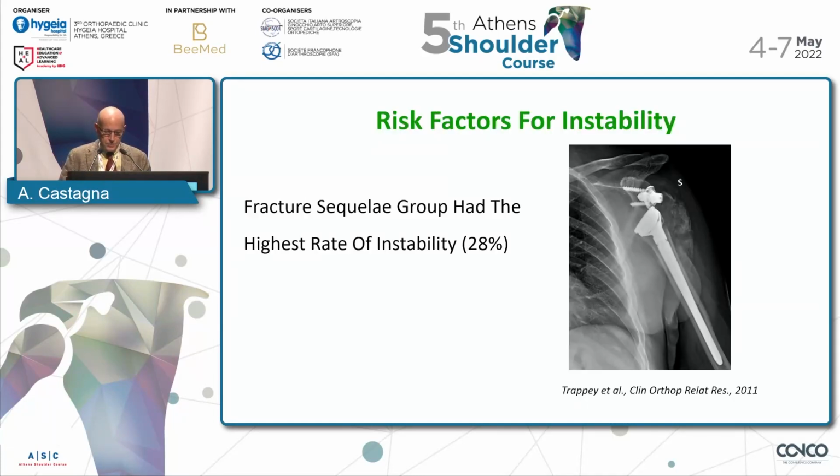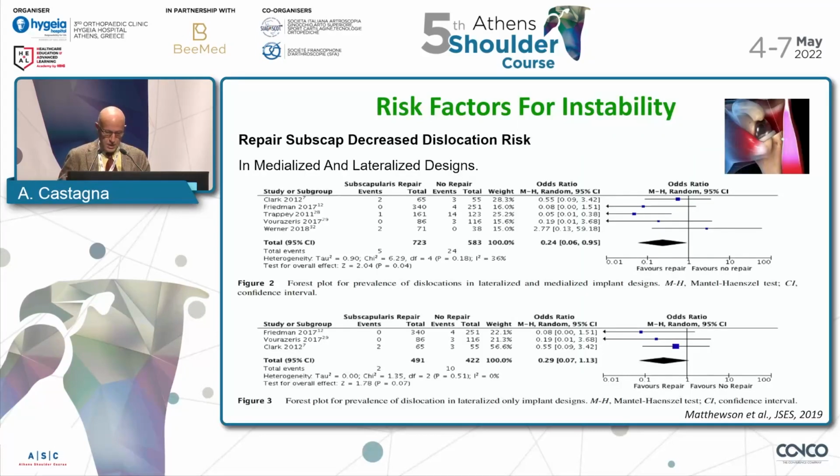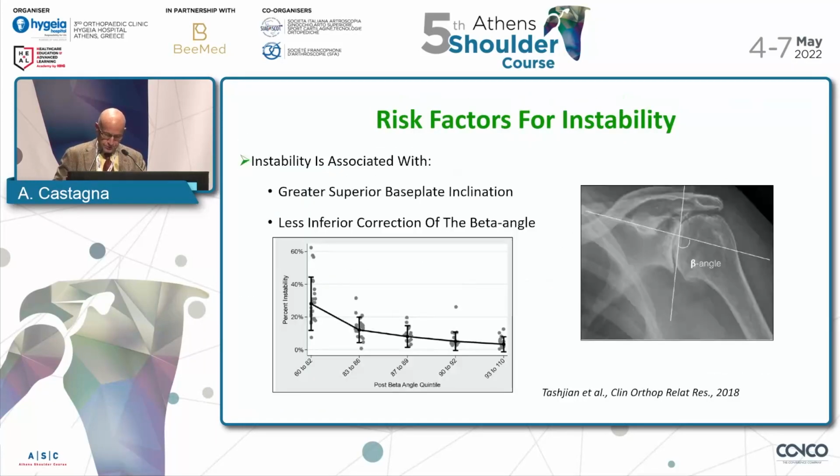Fracture sequelae also is a group that has a very high rate of instability, reaching up to 28%, so be aware of this. And then the risk factors for instability in medialized and lateralized design. You see here the odds ratio, where there are results in favor of the repair or not repair of the subscap. Some cases may benefit from this, some others may not, and it was already described earlier during the discussion, because the repair of the subscap may interfere with the full range of motion of the new design shoulder.